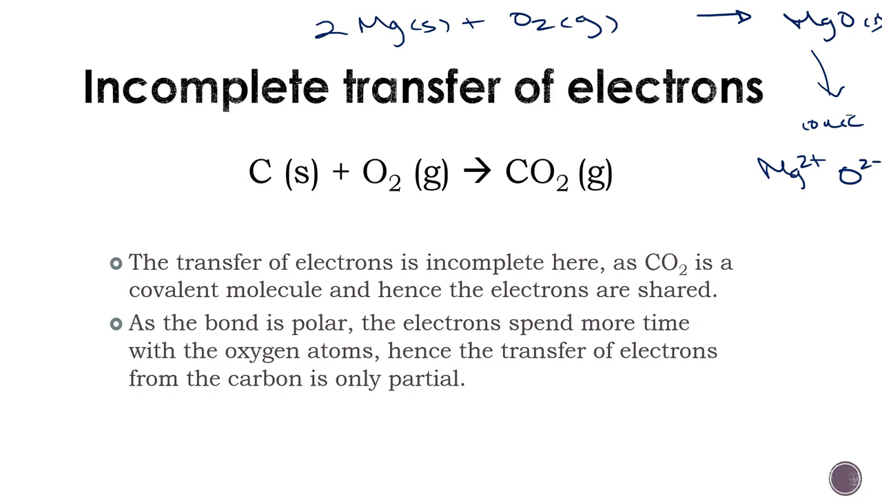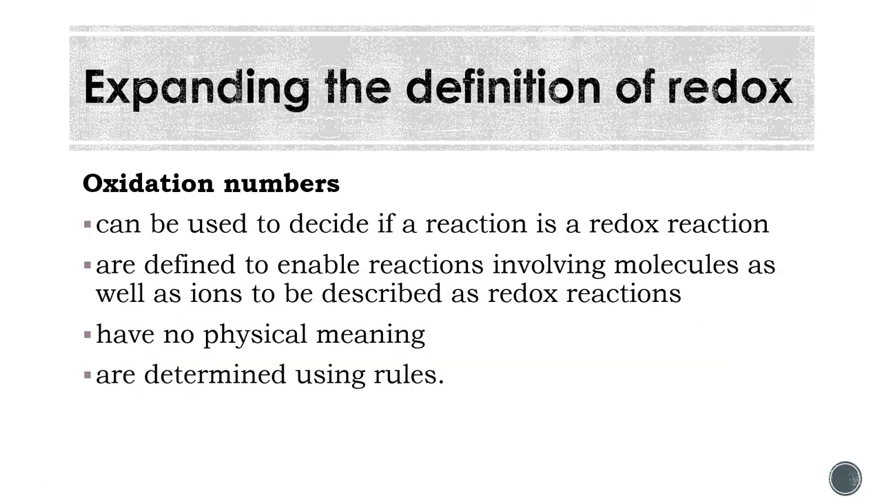So the type of bonding alters this. Because the bond is polar, we know that electrons spend more time with oxygen atoms, so the transfer of electrons from the carbon is only partial. And in this case, we need a way to be able to determine if oxidation or reduction has occurred. And this is where oxidation numbers come in.